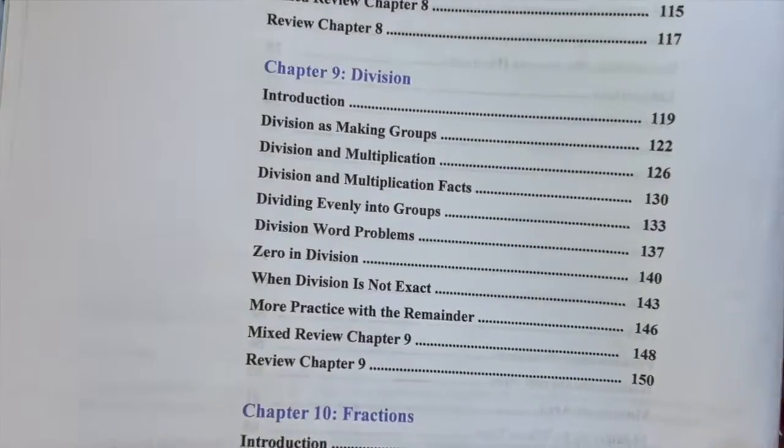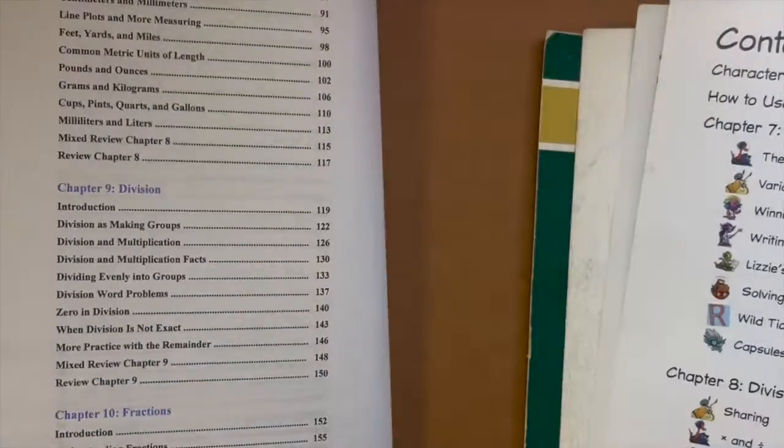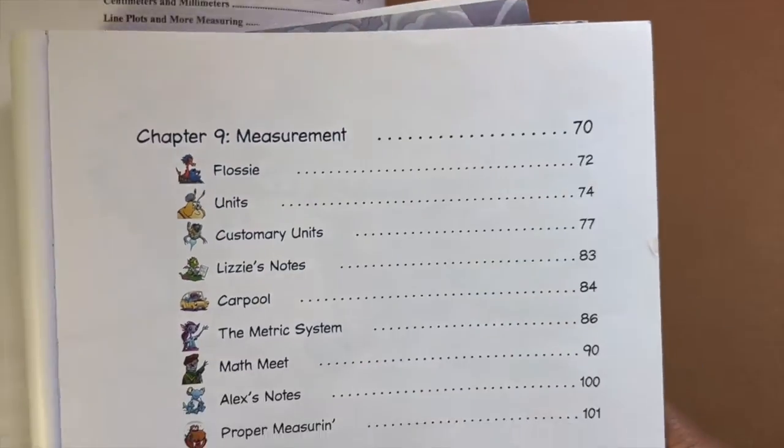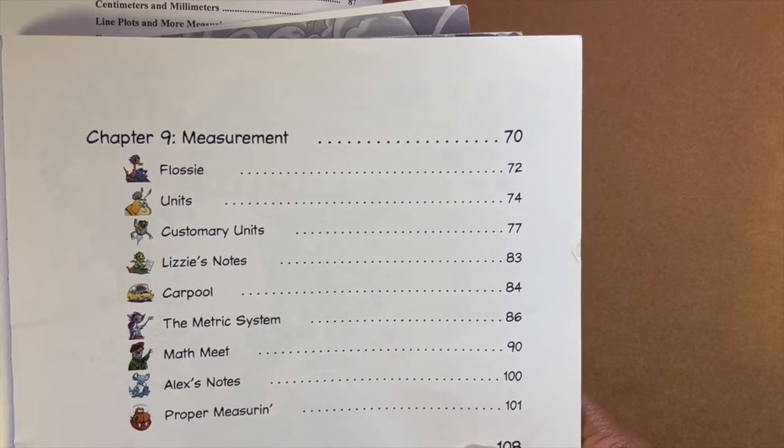Okay. Just take a look at that. I'm just going to go through these really quickly, guys. Okay. That's chapter 9 for Math Mammoth. And then for Beast Academy, chapter 9, measurement. Okay. Units, customary units, the metric system.